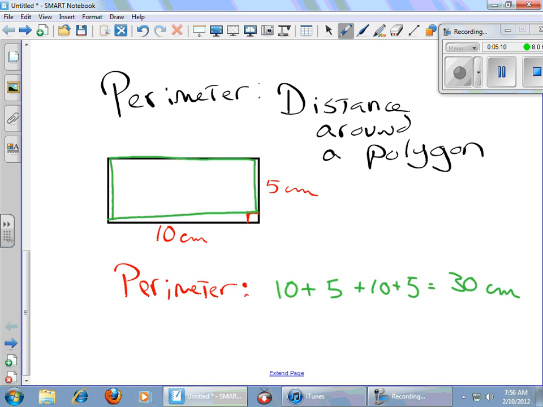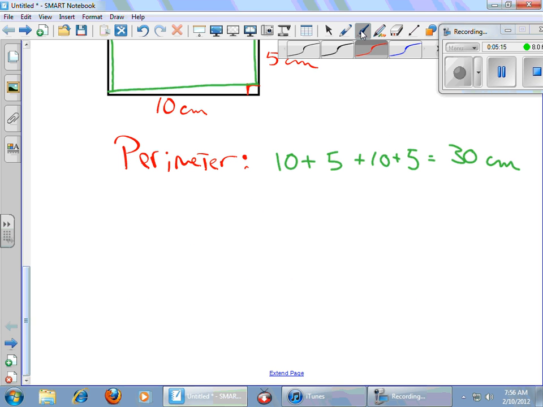All right, 30 centimeters is the distance around the polygon. All right, area, area.